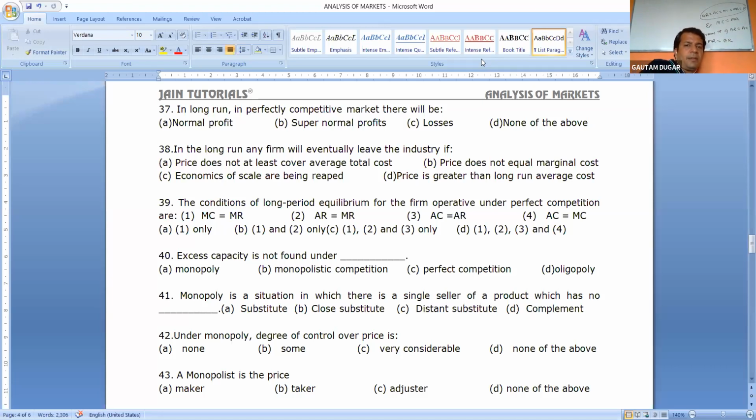So the 39 answer is actually correct now. It's D. Price is greater than long run average cost. Right. Read the further questions. I'll give you some time to answer these.